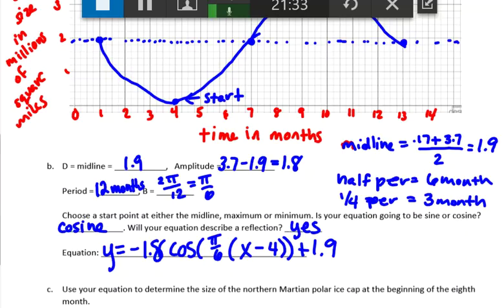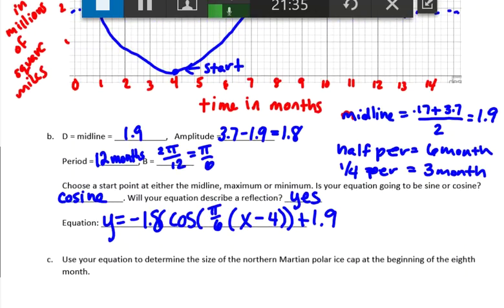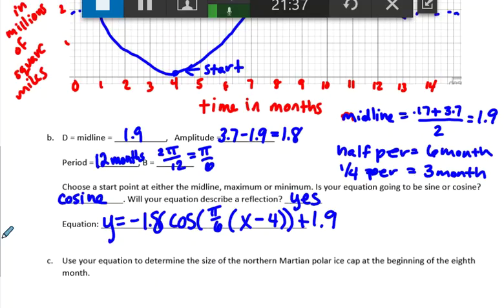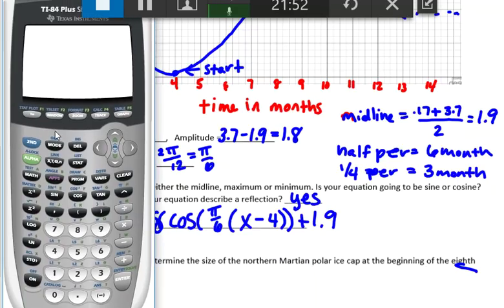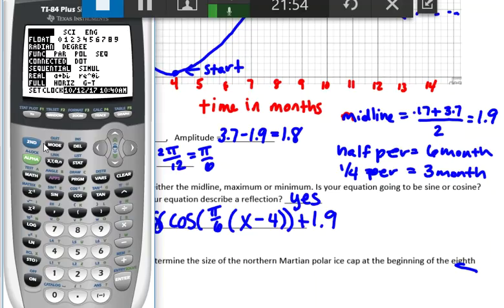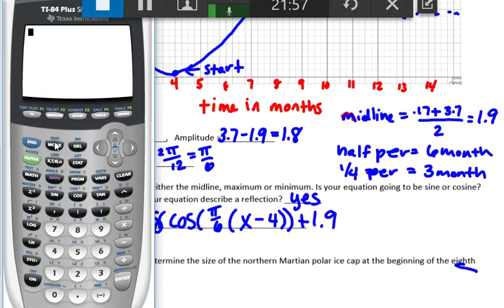All right, now it says use your equation to determine the size of the northern Martian polar ice cap at the beginning of the 8th month. So we're going to plug 8 into our equation. To do that, you need to press mode and make sure that you are in radian mode, because we're talking about radians with the pies, okay? So mode, I'm in radian mode, and then I'm going to start typing it in. It was negative 1.8, right? Thank you, cosine.